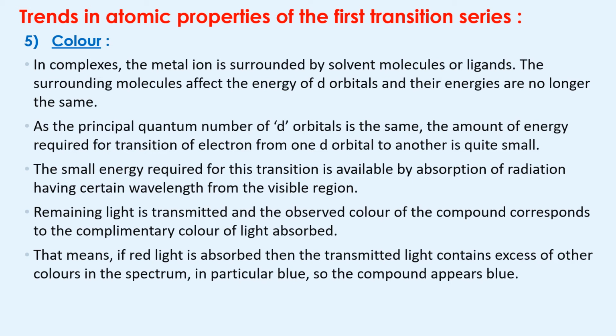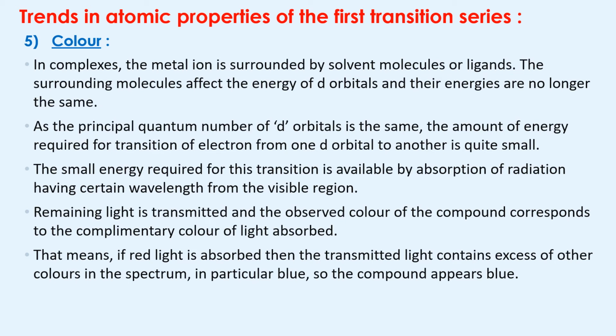The surrounding molecules affect the energy of the d orbitals, and their energies are no longer the same. As you know, these d orbitals have the same principal quantum number, so a very small amount of energy is required for the transition of an electron from one d orbital to another, and that small amount of energy is taken from the visible region.